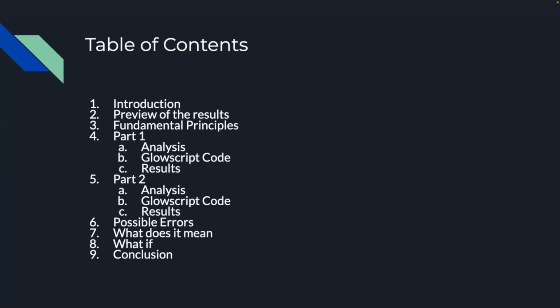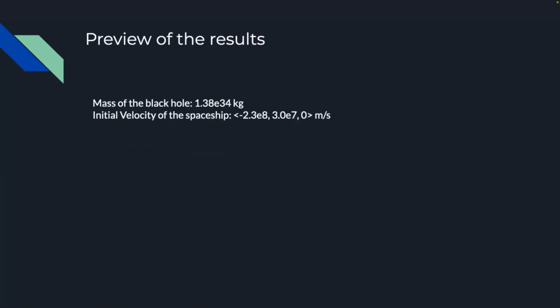These are the things that we're going to be going over today. This is a preview of the results. So for the mass, it's 1.38 times 10 to the 34 kilograms, and the initial velocity of the spaceship is negative 2.3 times 10 to the 8, comma 3.0 times 10 to the 7 meters per second.